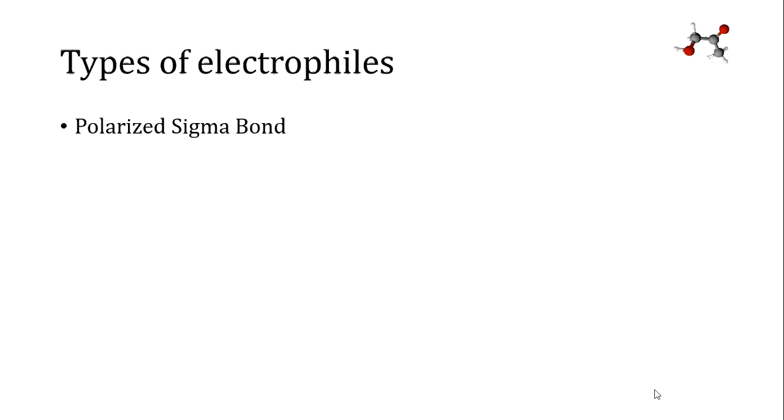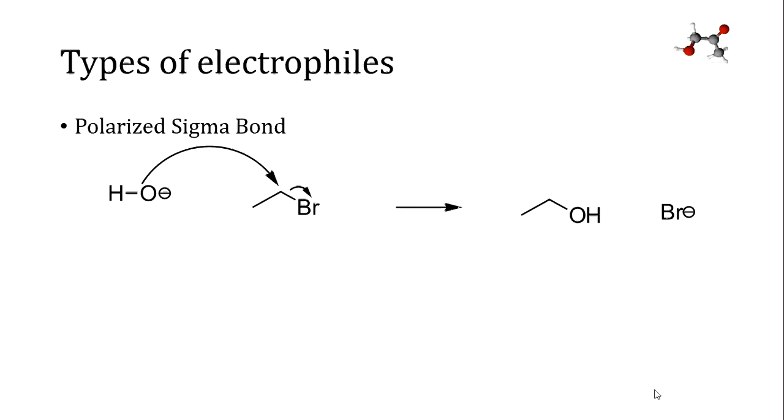Electrophiles can also be things that have polarized sigma bonds. So any species that has a carbon bond to something more electronegative is polarized towards that more electronegative atom, and that carbon becomes an electrophile because the more electronegative atom, through induction, is pulling away some electron density at that carbon atom. And here is an example of a reaction involving a sigma bond electrophile.